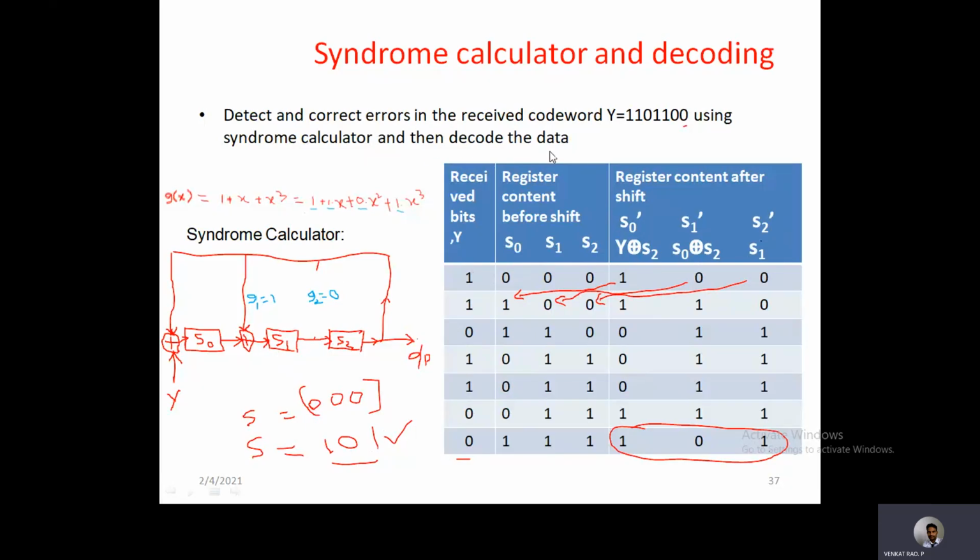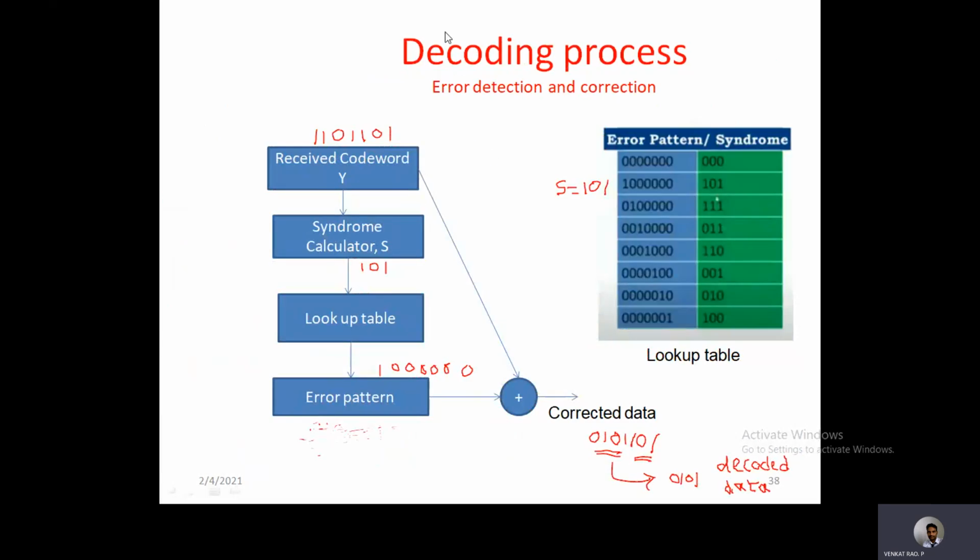For that purpose, the first step is, after designing the syndrome calculator, to perform this operation and calculate the syndrome vector. So the first step is calculation of the syndrome vector. Based on the syndrome vector, how do we detect and correct errors? This is the decoding procedure for error detection and correction. From the received code vector, the first step is to calculate the syndrome vector from the syndrome calculator diagram.